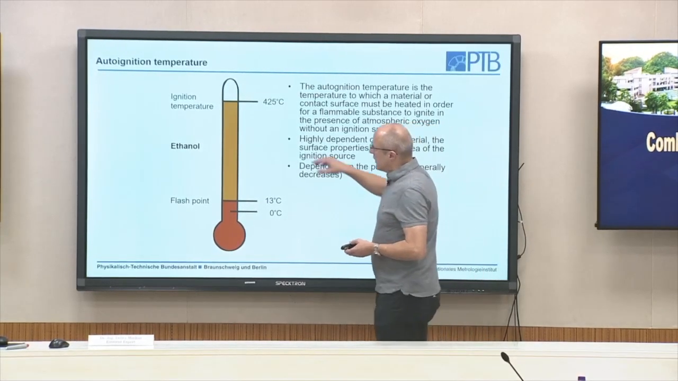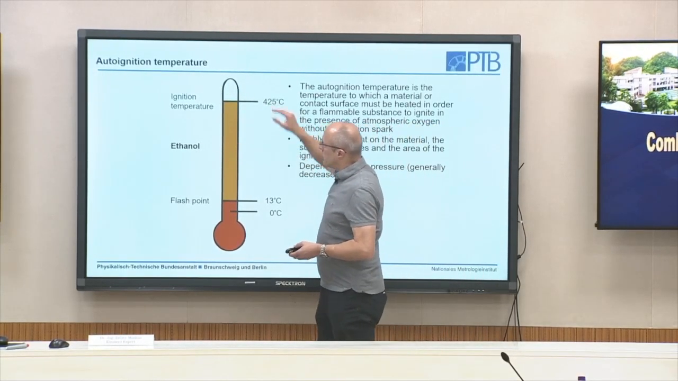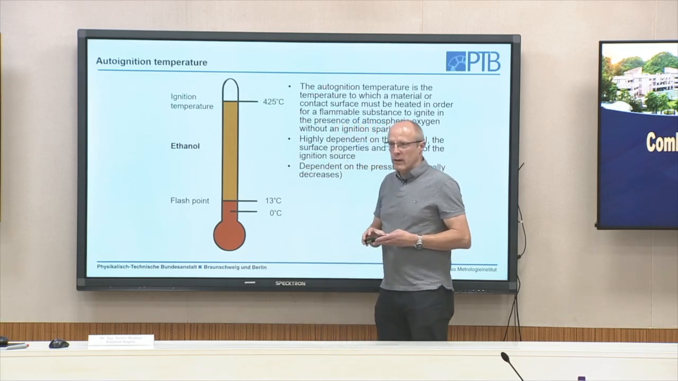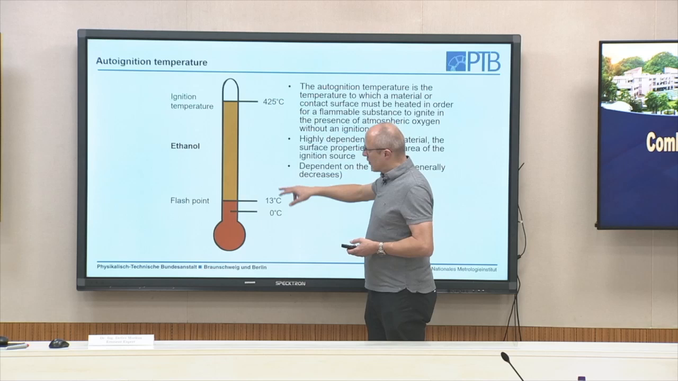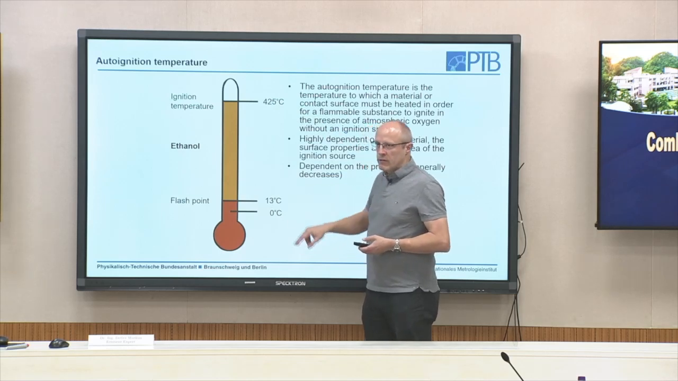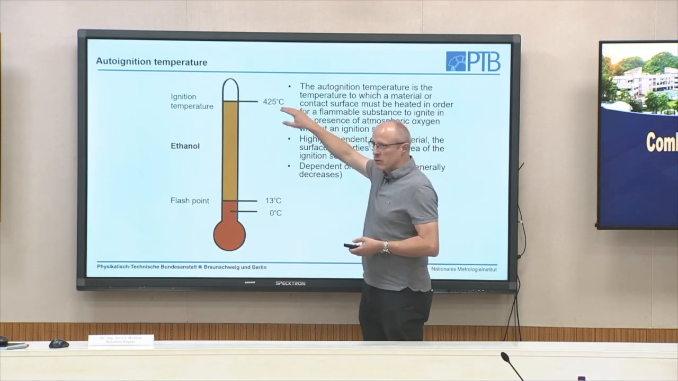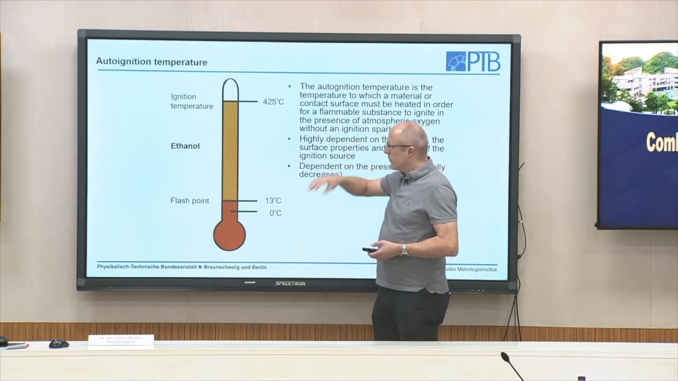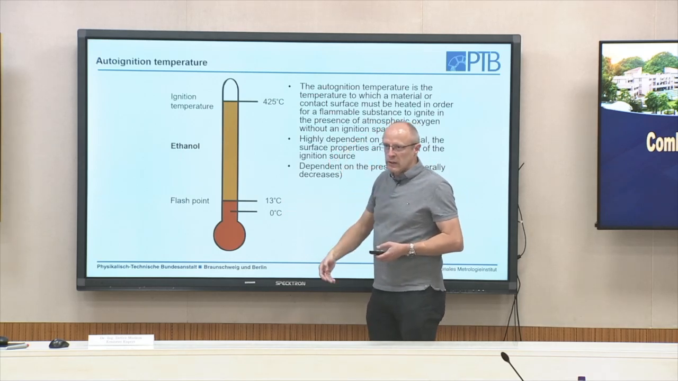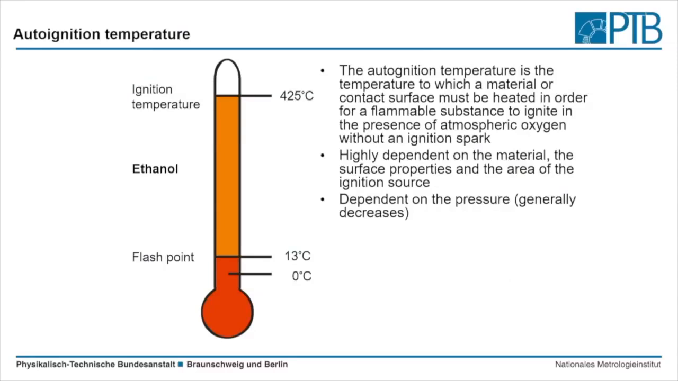And you see it here for ethanol, the ignition temperature is 425 degrees Celsius, which is of course much higher than the flash point. So here the ignition source is the hot temperature of the surface. For the flash point, the ignition source is normally a lighter which ignites the mixture above our liquid phase.